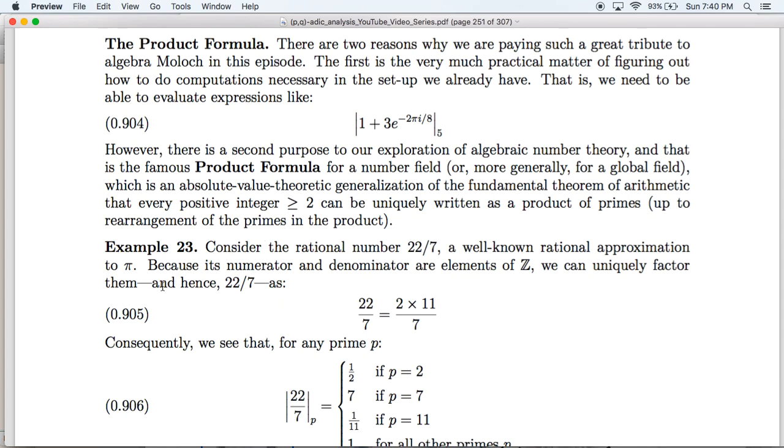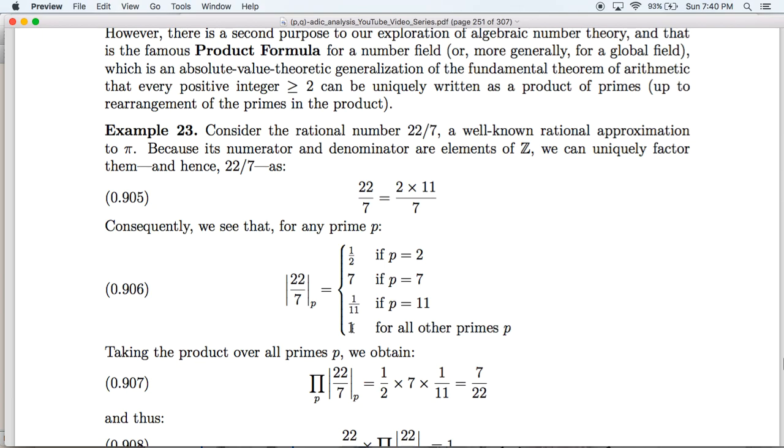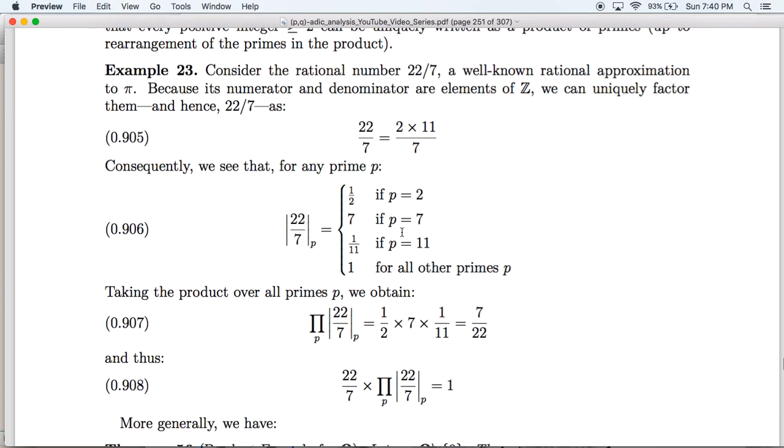Okay, so consider the rational number 22/7, a well-known approximation to pi. Because its numerator and denominator are elements of Z, we can uniquely factor them as 2 times 11 over 7. So, letting p be any prime, the p-adic absolute value of 22/7 will be 1/2 if p is 2, 7 if p is 7, and 1/11 if p is equal to 11. And for all other primes p, it's equal to 1. That's because for all of these various primes, the numerator and denominator are coprime.